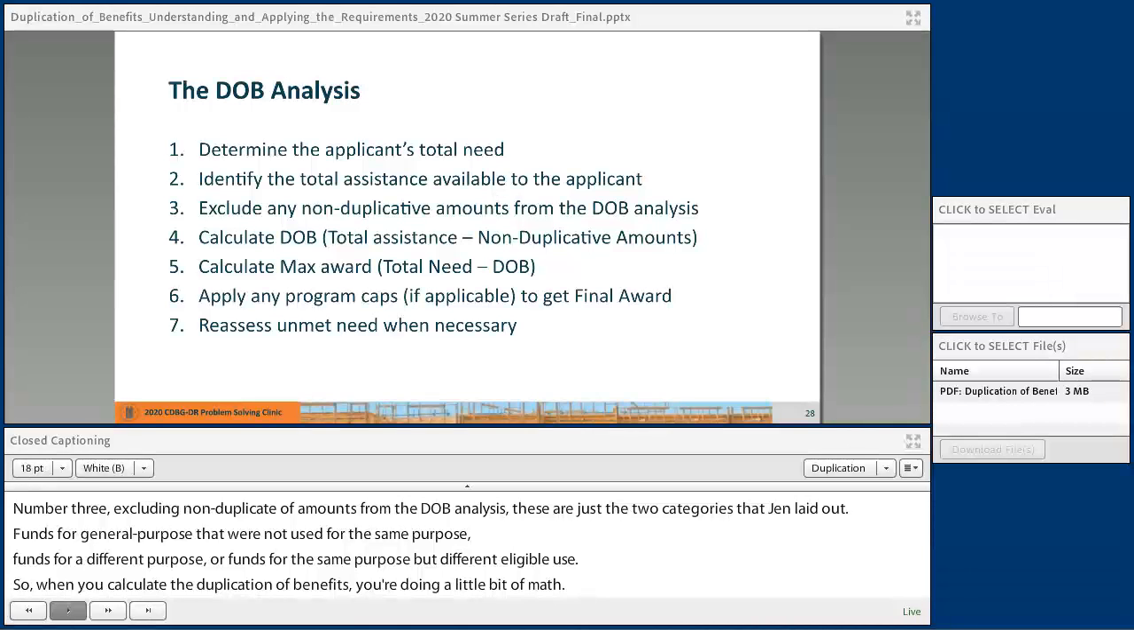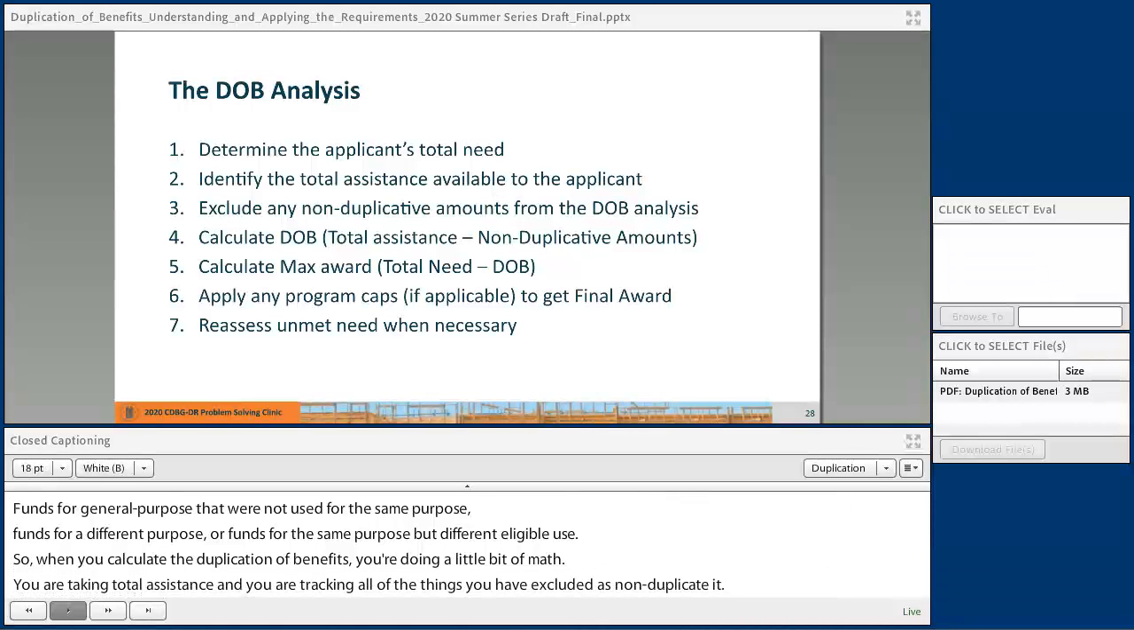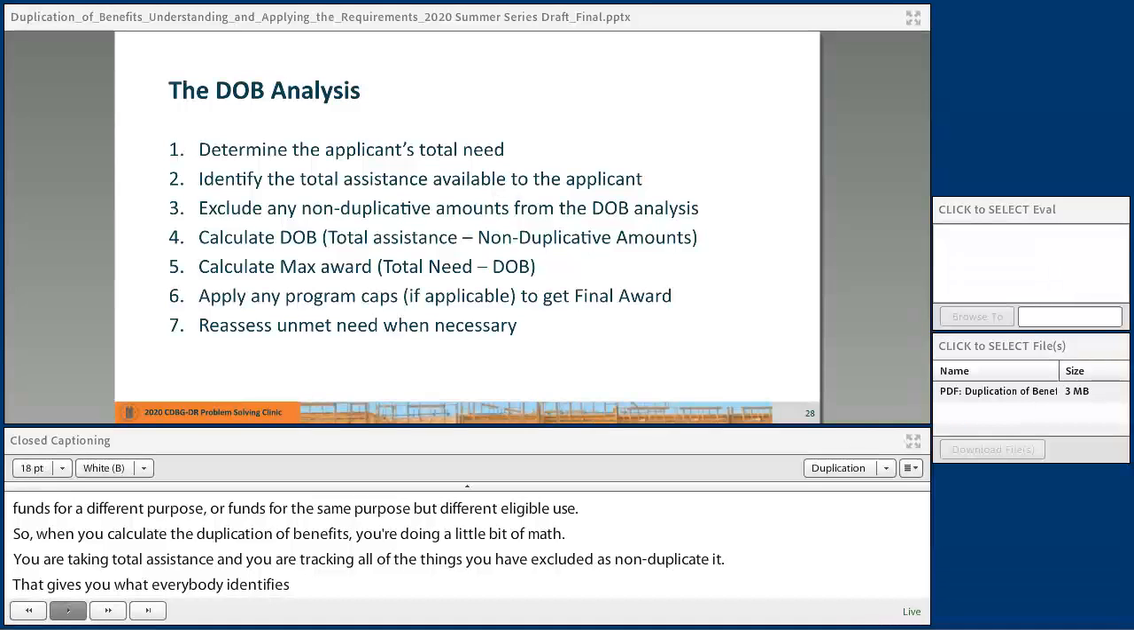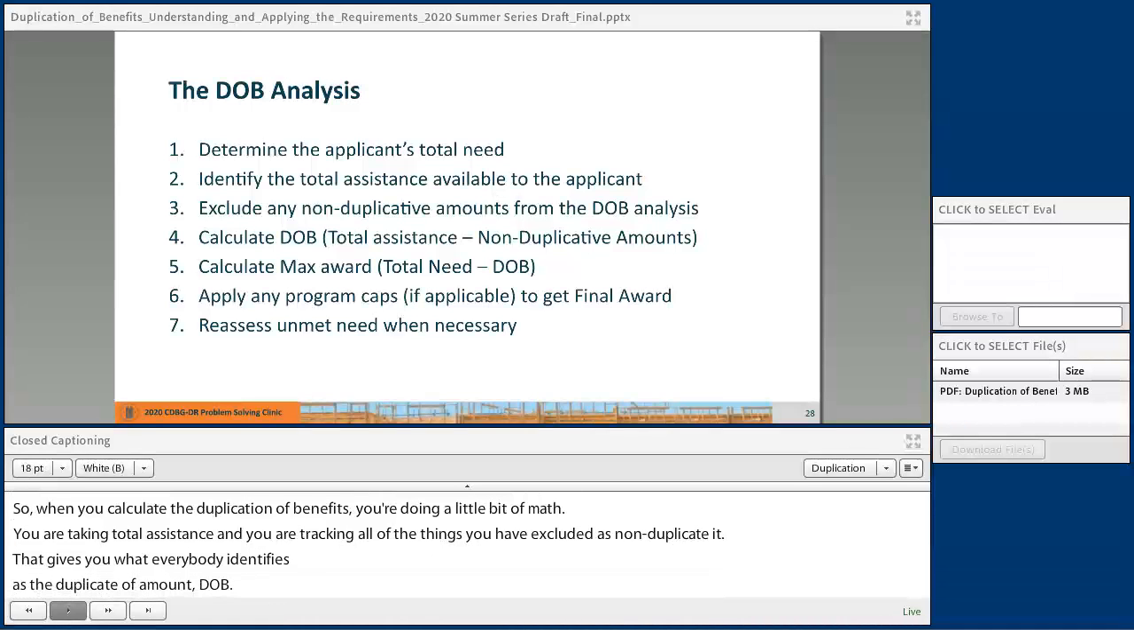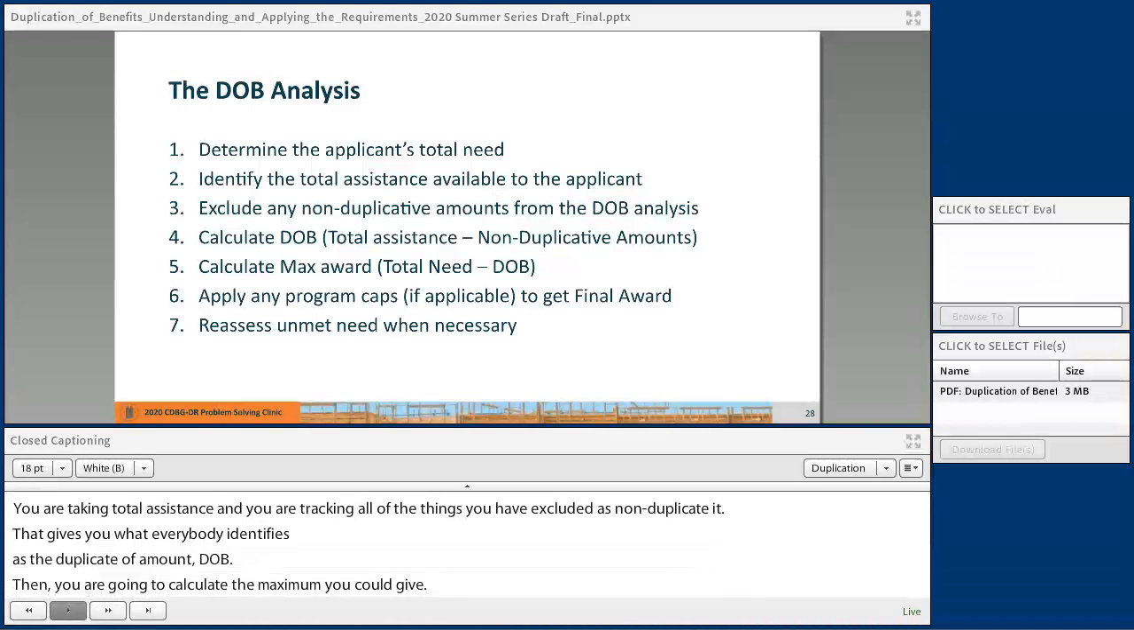And then you're going to calculate the maximum award you can give. It's the total need, which you started with, minus the duplication of benefits amount, which you've just calculated in step 4. Some of our grantees impose program caps. That's kind of the next step to getting your final award.